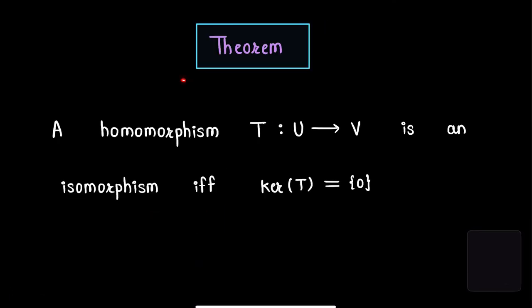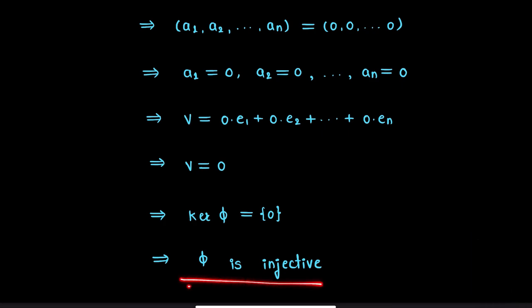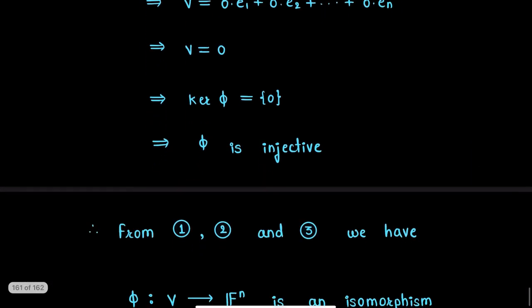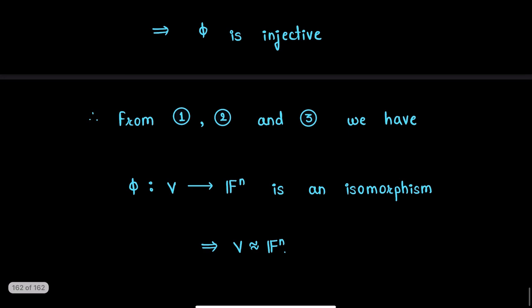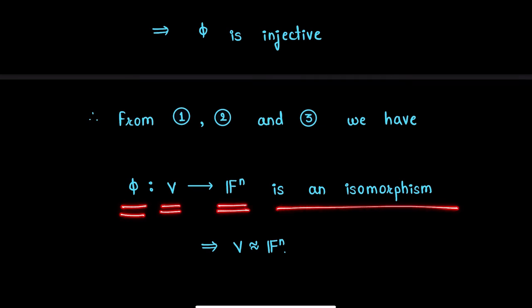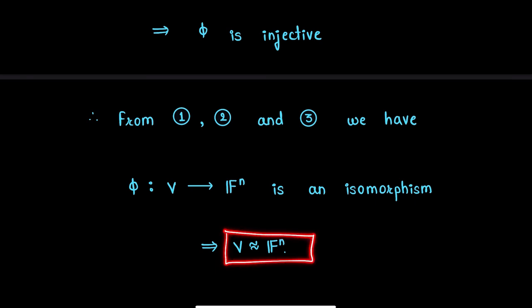And so, by this theorem, we have the map phi is injective, and so from 1, 2 and 3 we have the map phi from vector space V to vector space Fn is an isomorphism, and therefore V is isomorphic to Fn if V is a vector space of dimension n, and this proves our result.